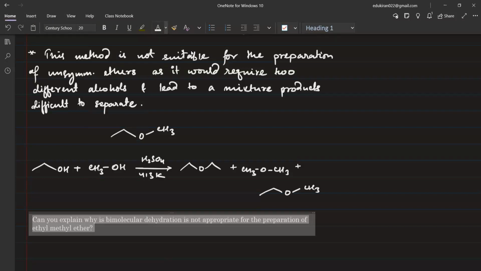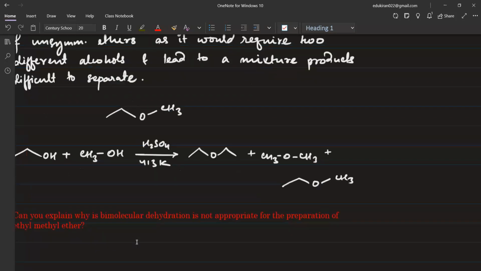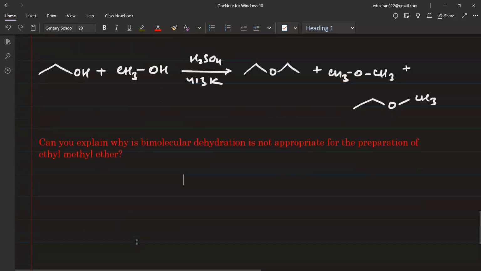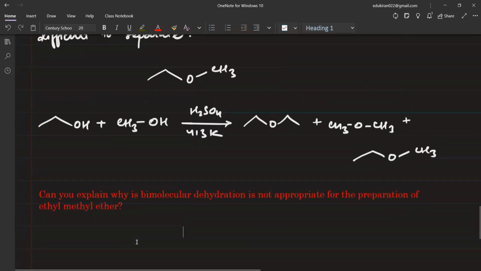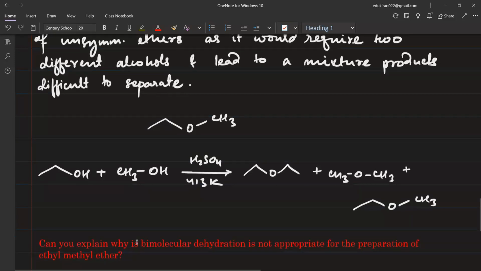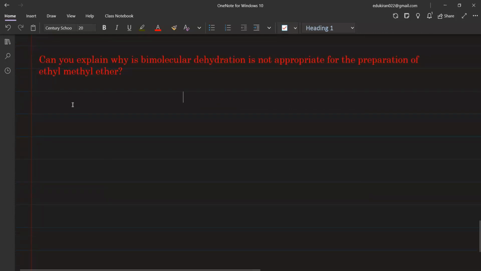Let's change the color. Can you explain why bimolecular dehydration is not appropriate for the preparation of ethyl methyl ether? है ना? तो बिल्कुल यही सवाल था जो हम लोगों ने रिएक्शन वगैरह सब कुछ लिखा. So your basic answer should be because it would lead to a mixture of products difficult to separate. That is the basic answer that you have to write. Nothing else. Okay? इतना लंबा जवाब नहीं लिखना. आप लोगों को पता चल गया क्या हो रहा है. चलिए, आगे बढ़ें.